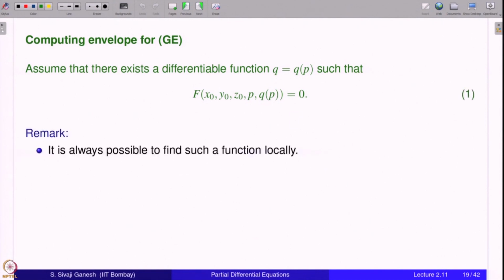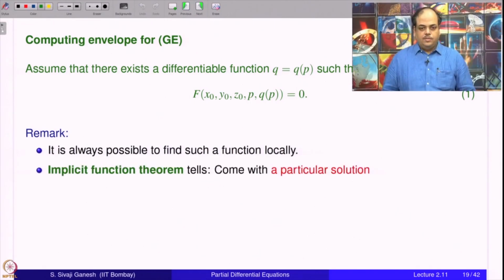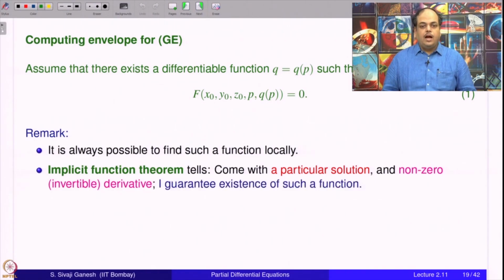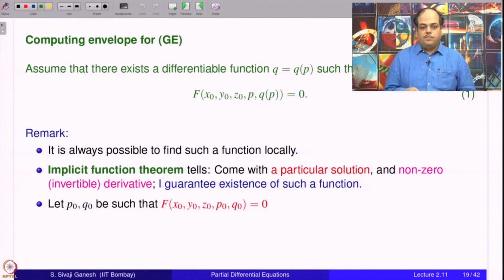Question is, is it possible? It is always possible to find such a function locally. The implicit function theorem tells you, come with a particular solution and a non-zero or invertible derivative, and I guarantee the existence of such a function. This is typically what the implicit function theorem says. Now, we will go to the implicit function theorem with a particular solution, that means you first find P0, Q0 real numbers such that f of x0, y0, z0, p0, q0 is 0. That means we have the particular solution. Now, we need to see what is this non-zero derivative, and f_q at this point x0, y0, z0, p0, q0 is non-zero.